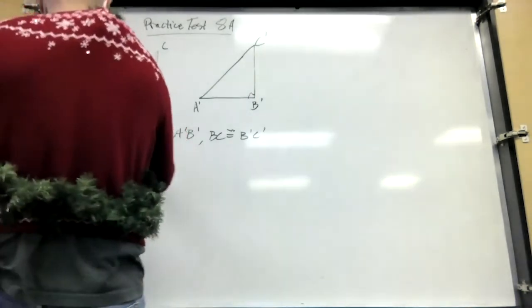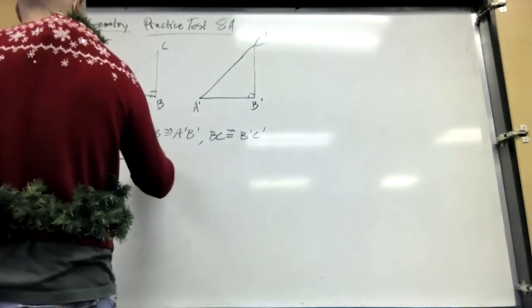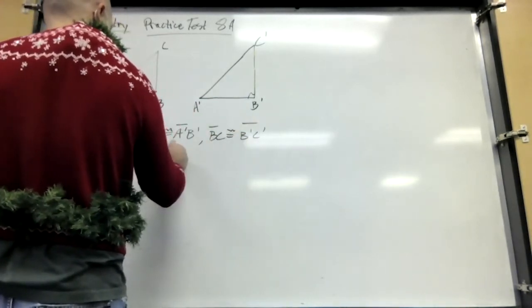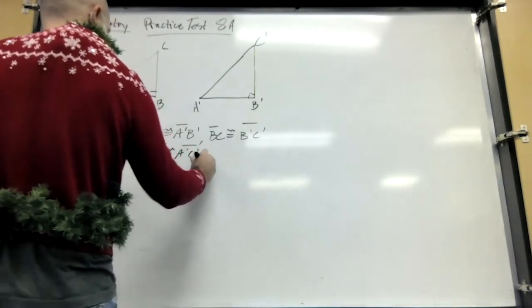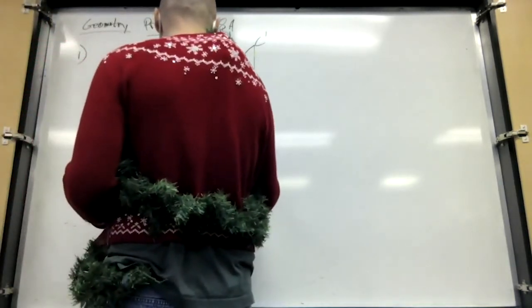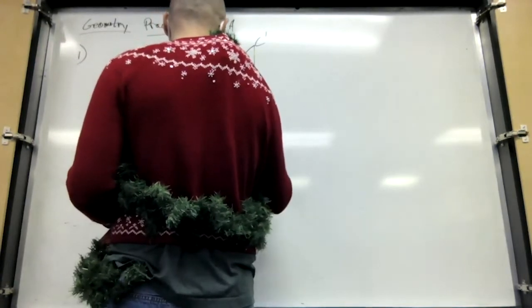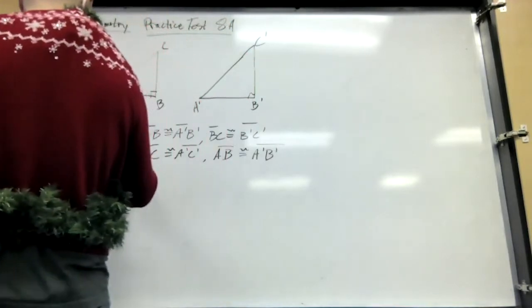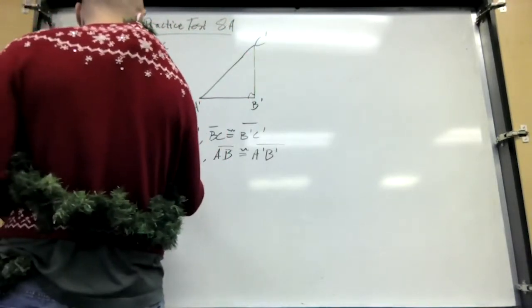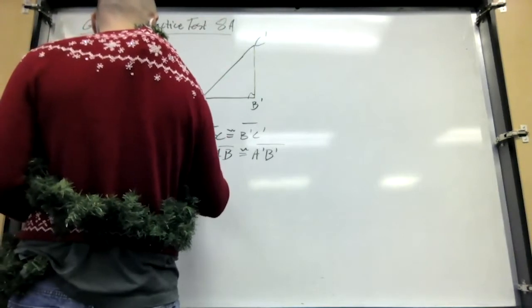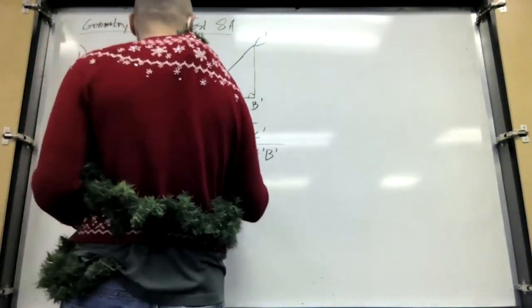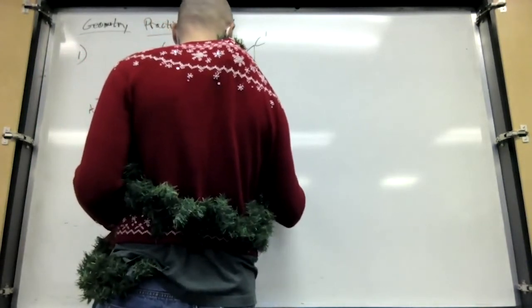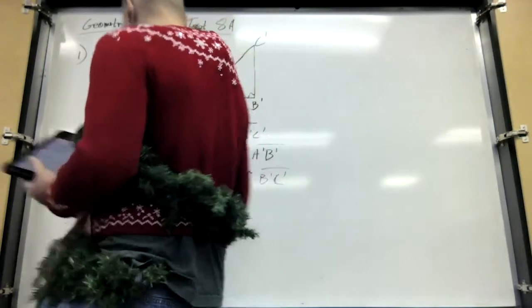Okay, but there's like an HL, right? So we know that AC is congruent to A prime C prime. And also you could say AB is congruent to A prime B prime, but that's not the only L, right? You could use another HL and say AC is still congruent to A prime C prime, and also BC is congruent to B prime C prime. Okay?